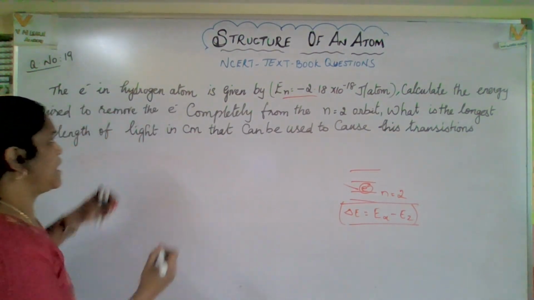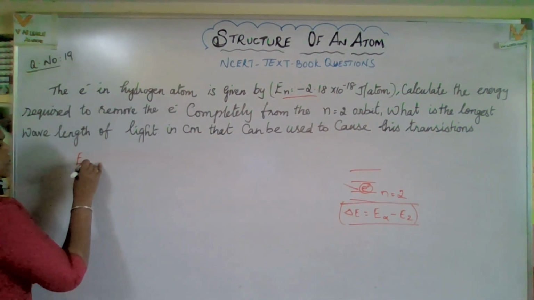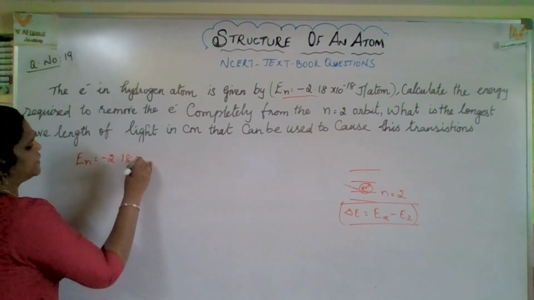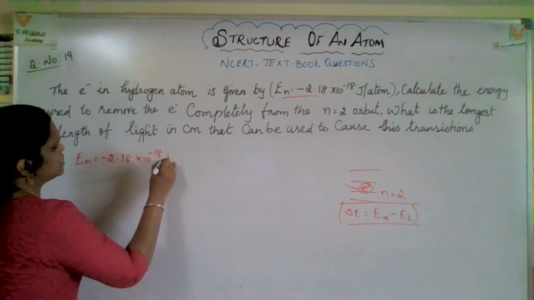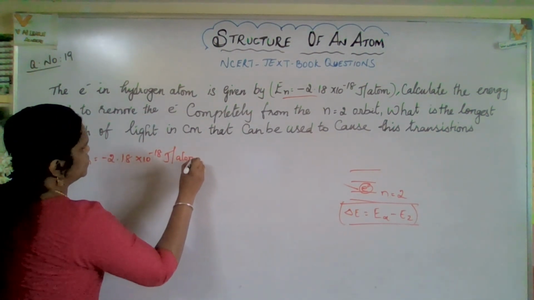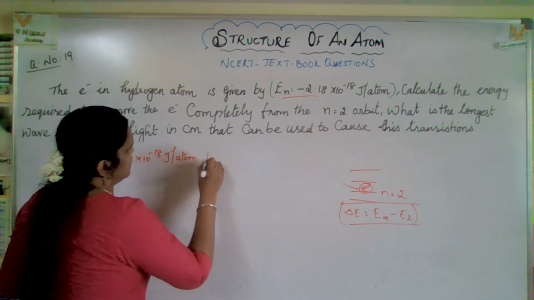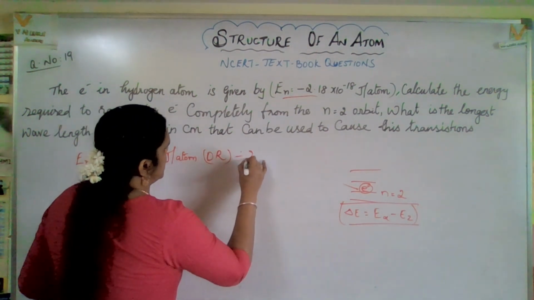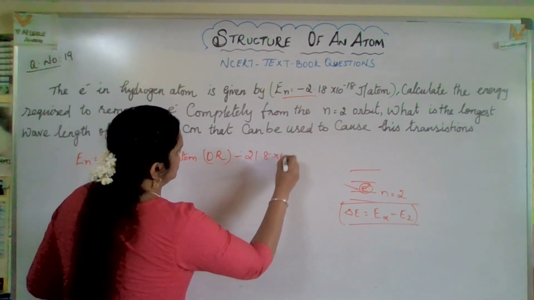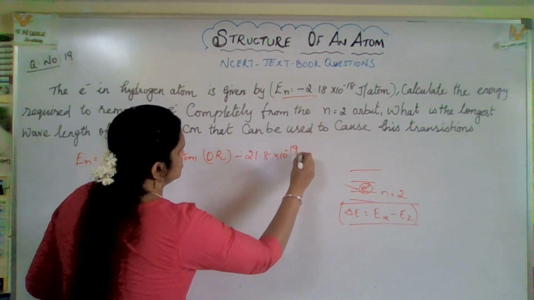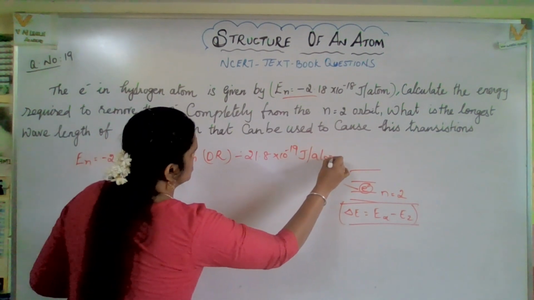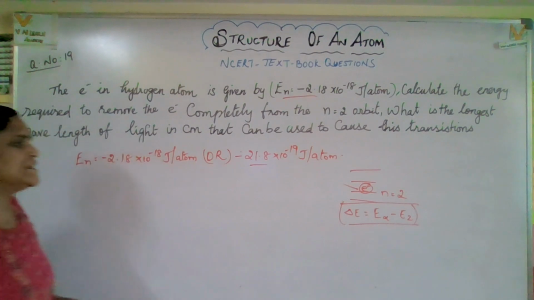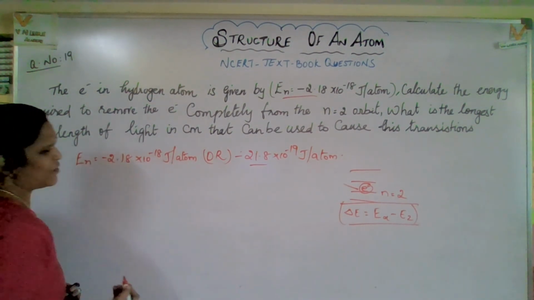Now they mentioned the value En equal to minus 2.18 into 10 to the power of minus 18 joule per atom. We can take it this way also, minus 21.8 into 10 to the power of minus 19 joule per atom. In this way also you can take it, no problem, because we are always using 10 to the power of minus 19, so it will be easy for us to calculate.